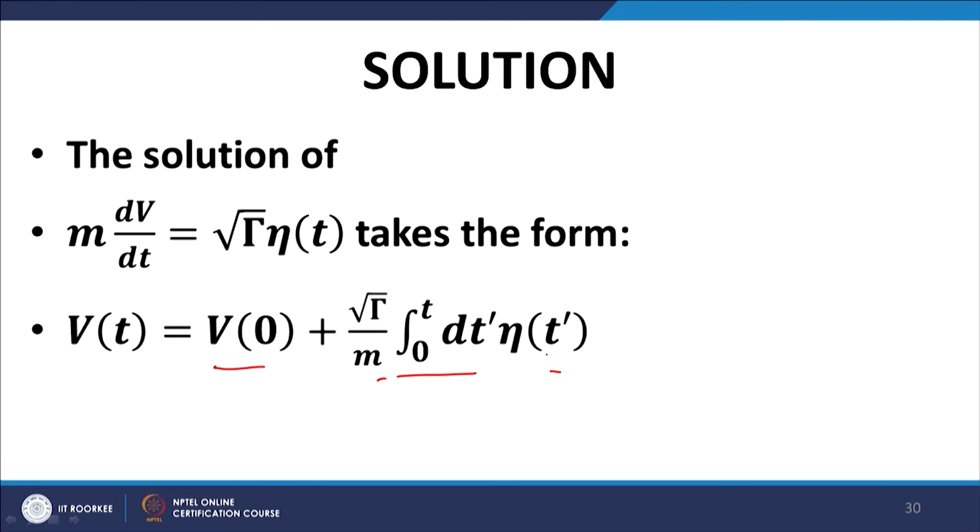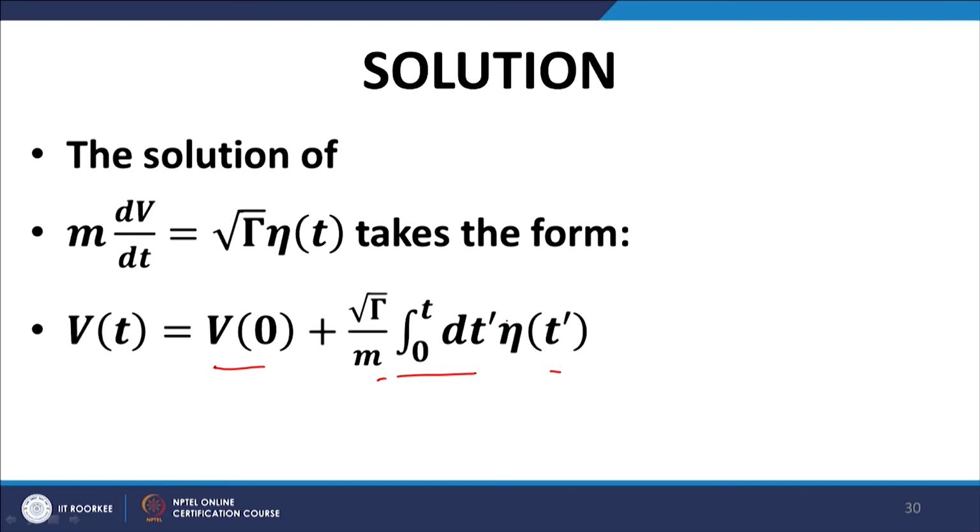So, we have V0, that is one term. We have the product of this expression twice over, so that is the second term, and we have a cross term. Now, look at the cross term. When you look at the cross term, what does it comprise of? It comprises of V0, which is deterministic, root gamma upon m, which is constant, and this integral one time.